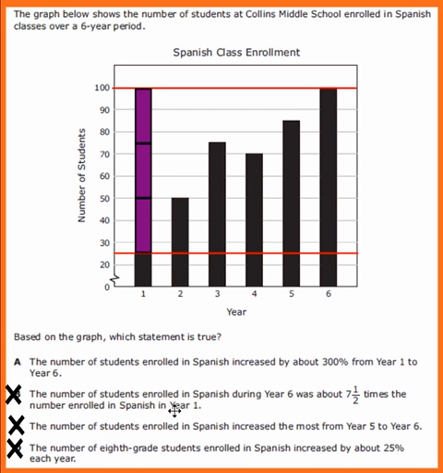It says the number of students enrolled in Spanish increased by about 300% from year 1 to year 6. Well, remember 100% represents a whole. So if I look back over at my graph, the whole is 25 students, my original amount. I added another 25 students to represent that second bar on top, and then I added 2 more groups of 25 students. So that represents 100%, another 100% for 200%, and that third bar is 300%. So A is the correct answer.